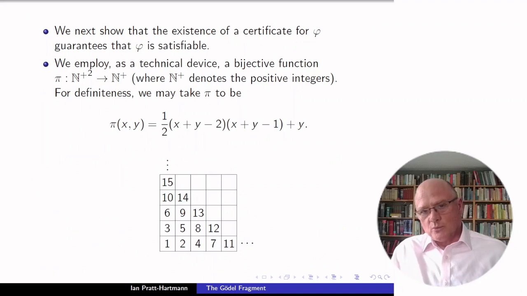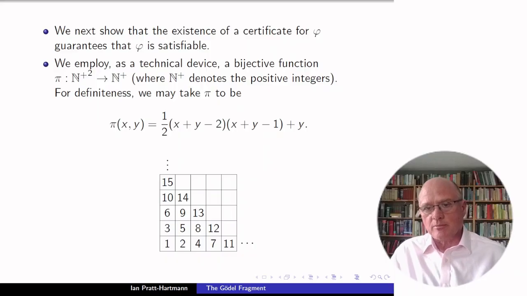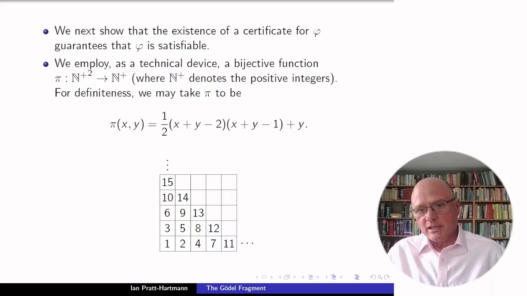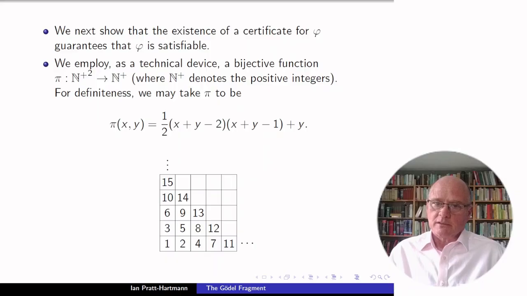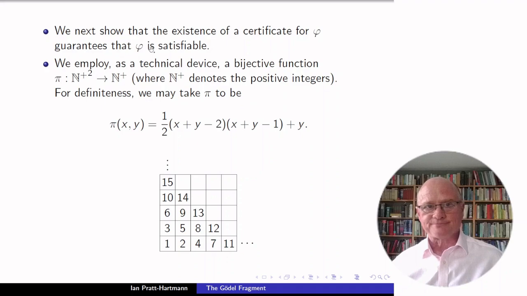Now, we've shown that if a formula of this subset of the Gödel fragment is satisfiable, then it has a certificate. We now have to show the converse. If a formula has a certificate, it's satisfiable. And to do that, we need to suppose we have a certificate and then build a model. We need a couple of technical devices for this, and I suppose the most important is a pairing function.